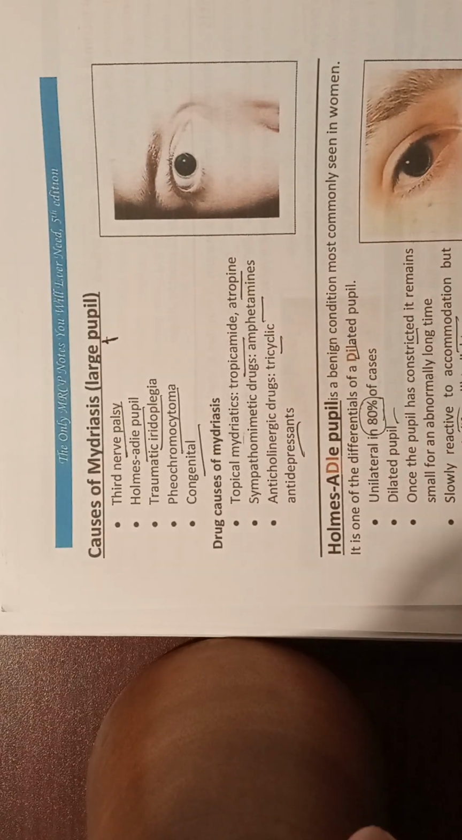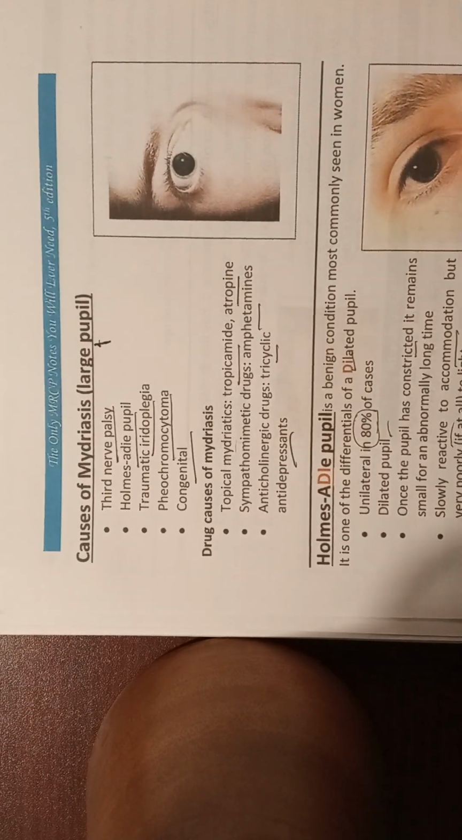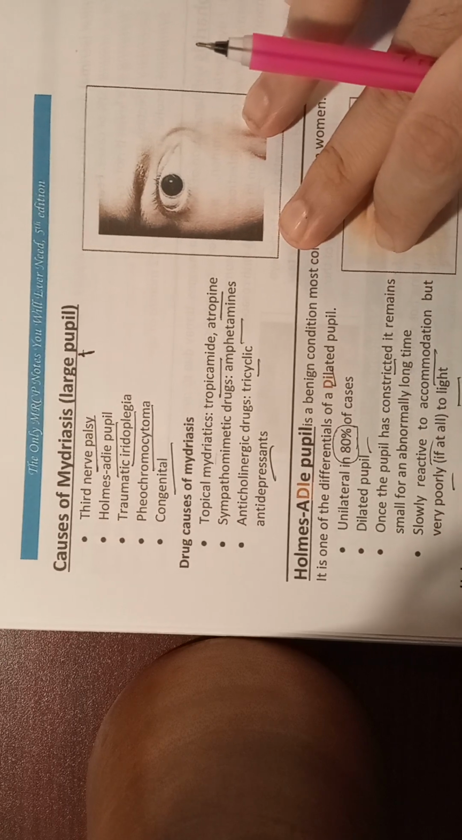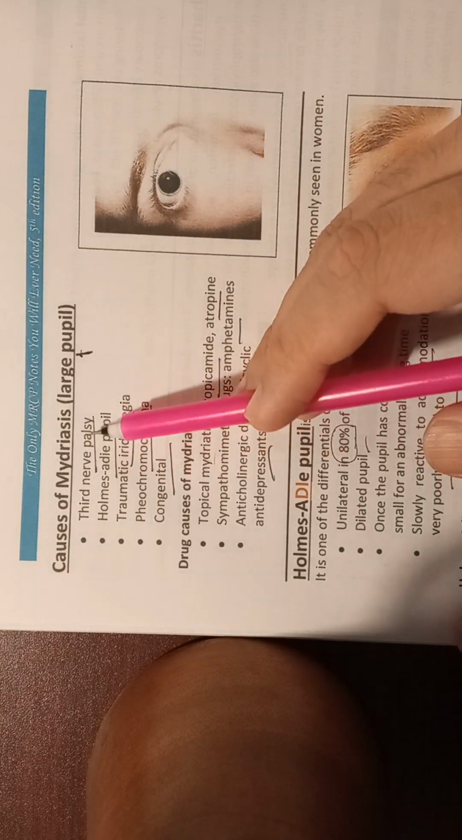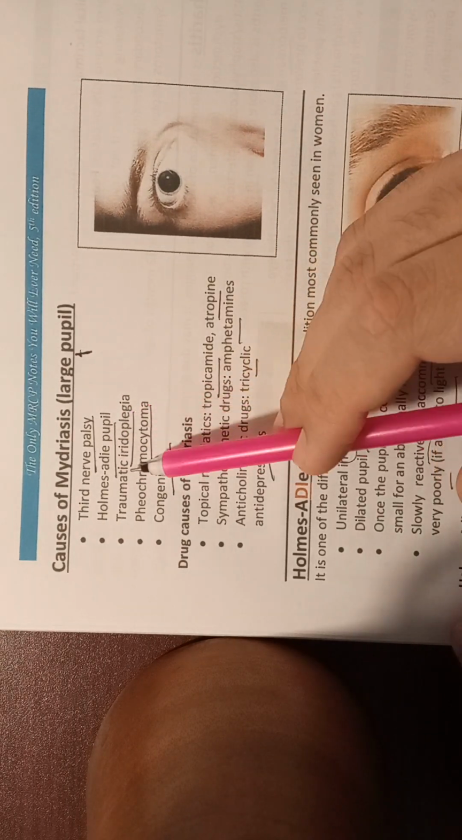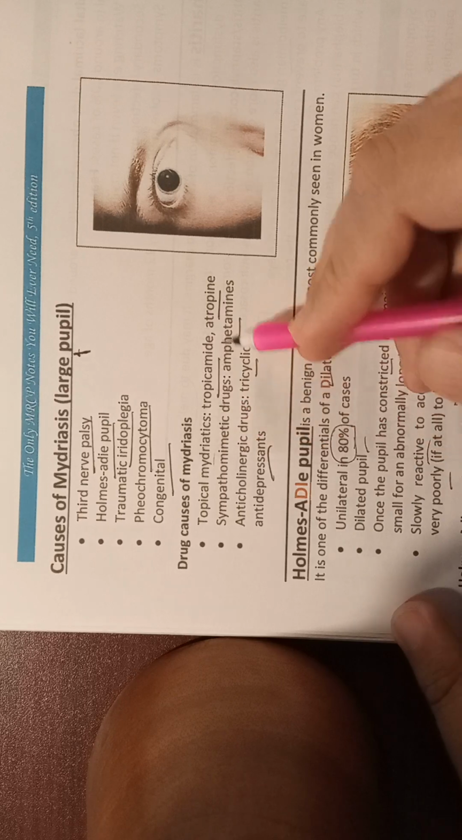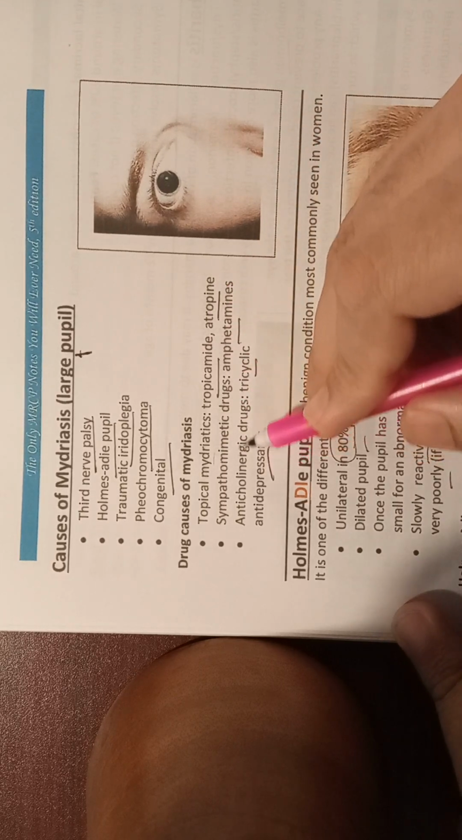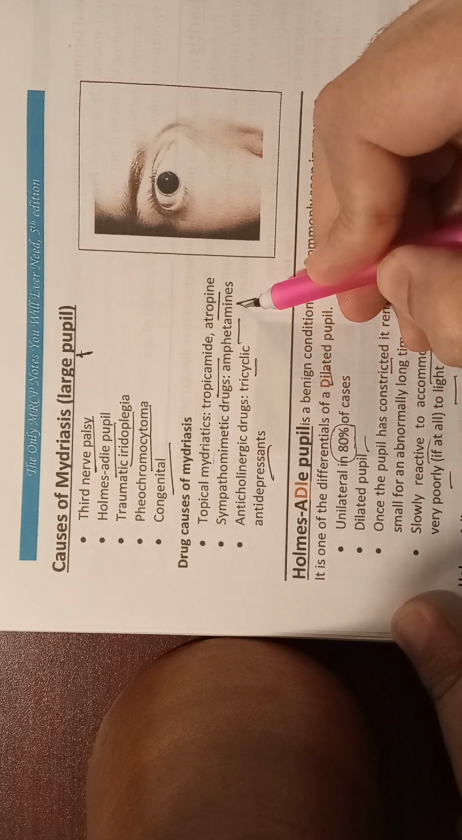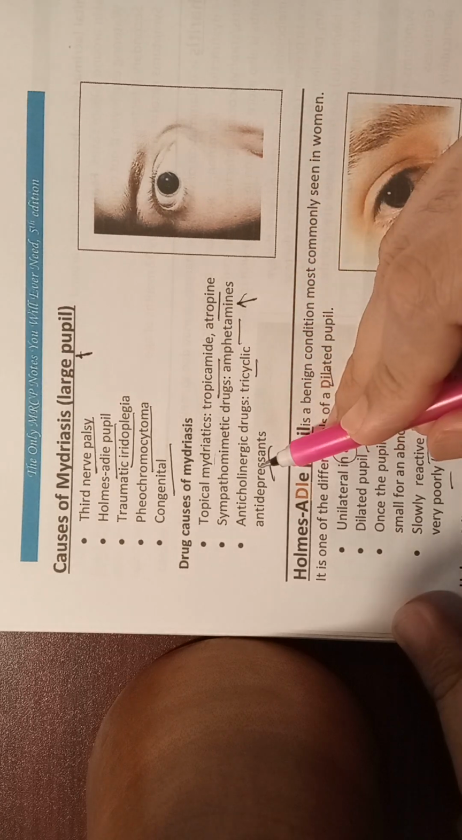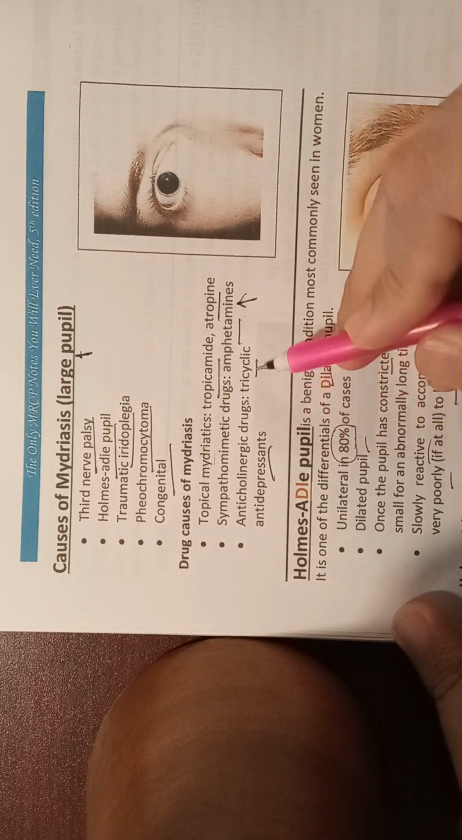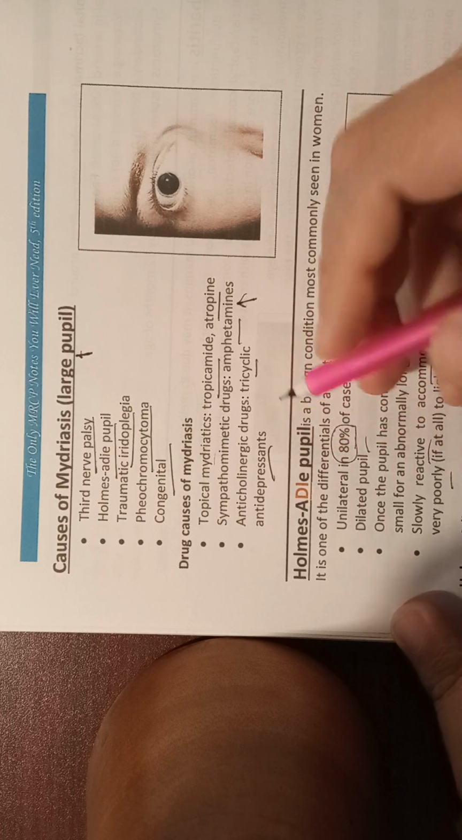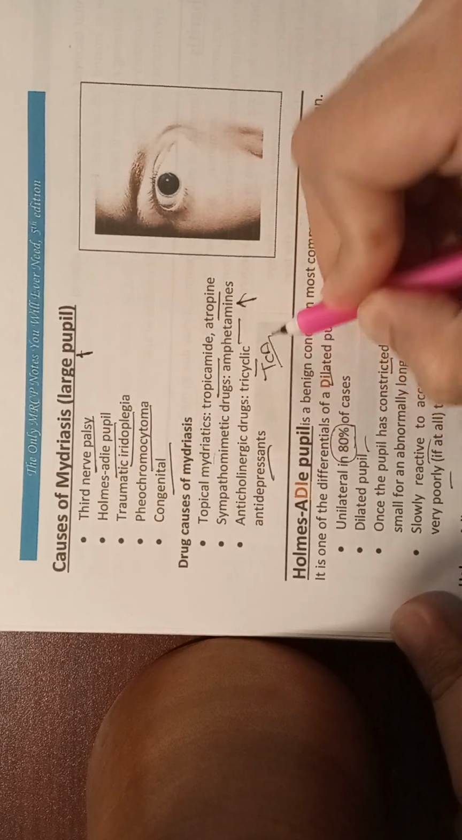Okay, next is causes of mydriasis, that is large pupil. Causes of mydriasis can be third nerve palsy, Holmes-Adie pupil, traumatic iridoplegia, pheochromocytoma, congenital. Drug causes of mydriasis can be atropine, it's used clinically, tropicamide, and sympathomimetic drugs like amphetamine, methamphetamine, anticholinergic drugs like tricyclic antidepressants. TCA can also cause this.